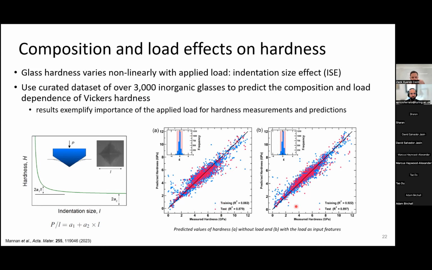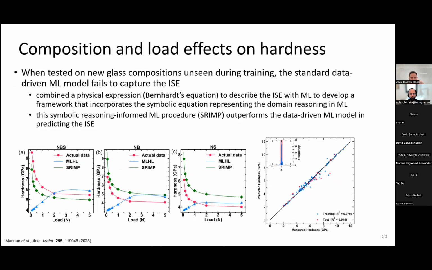But you can see if you train the model using not only the composition but also load as an input feature, we get somewhat of an improvement in the prediction accuracy here. But of course, with still a lot of variation. And this becomes even more critical if we test it on new glass compositions where we look at varying this indentation load.